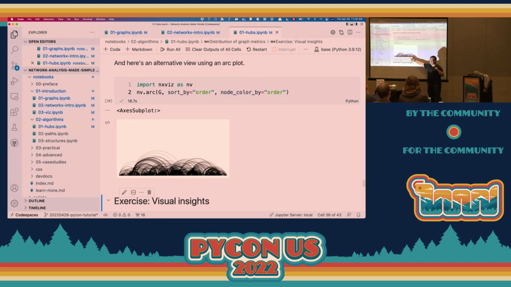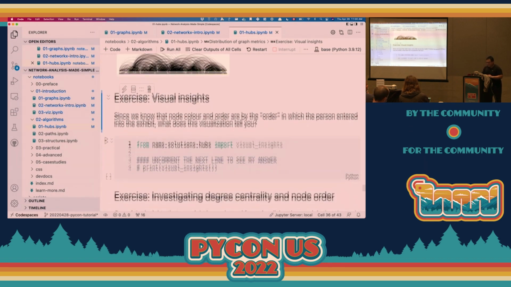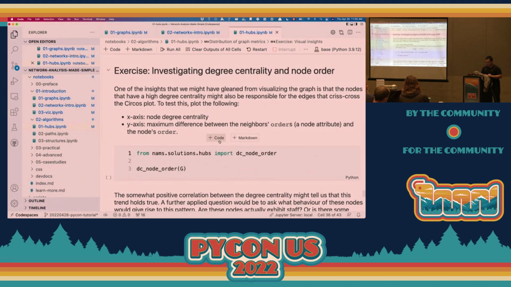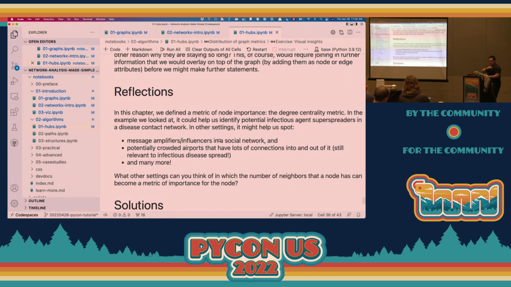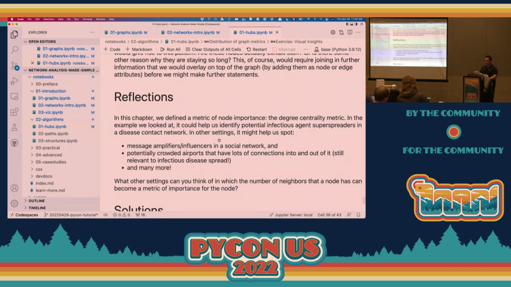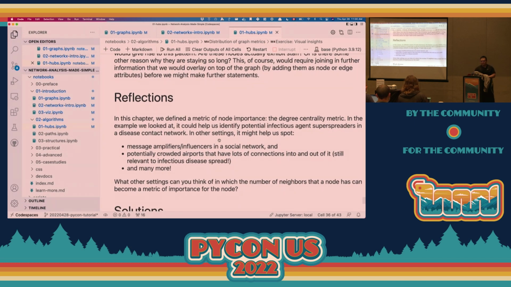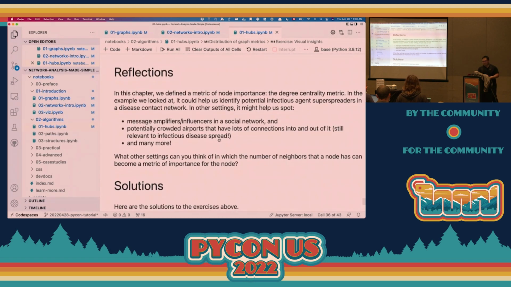Try fishing that question out with a hairball. You would not, all right? Cool. So that's the visual insights thing. We're going to stop at this point on this notebook because it's 11 and I want to make sure there's enough time for a bio break. So I wanted to reflect a little bit very quickly before we go for the bio break.